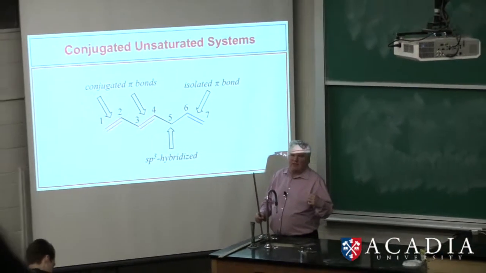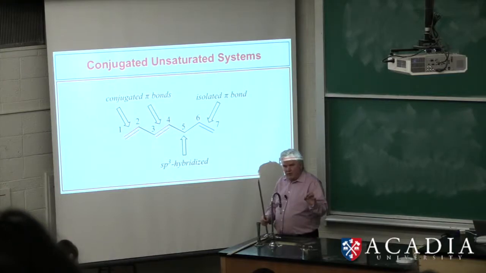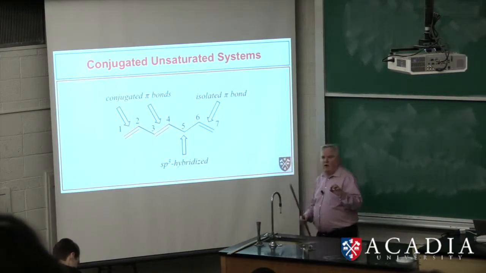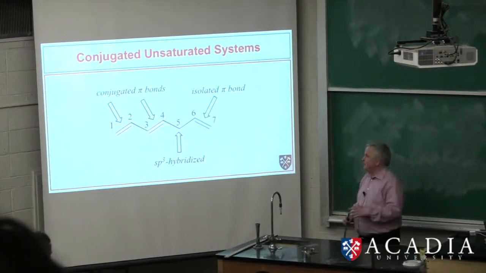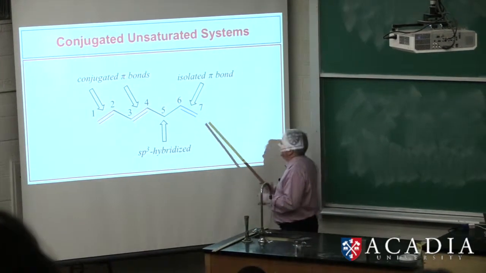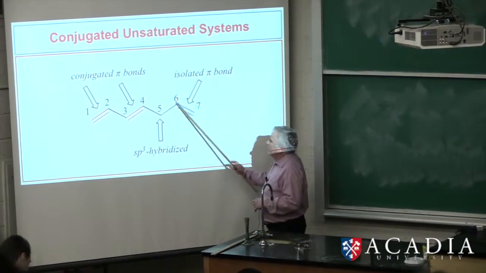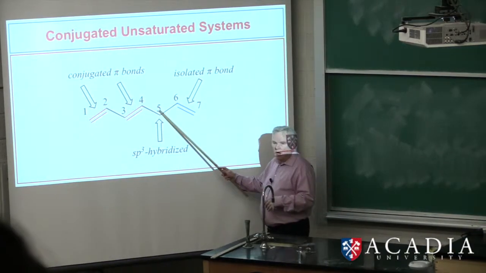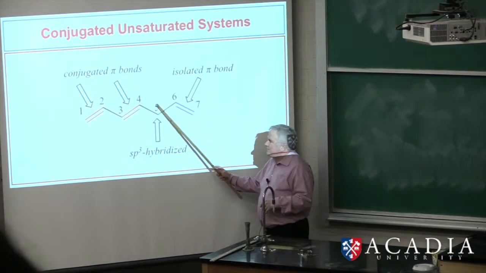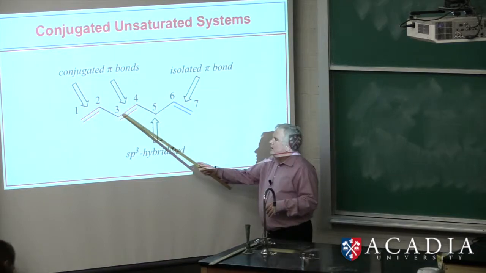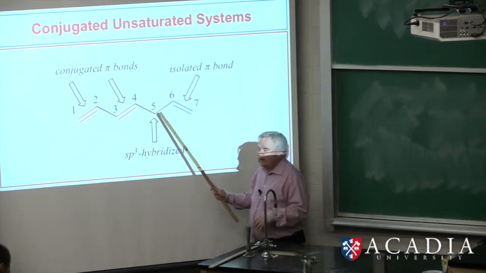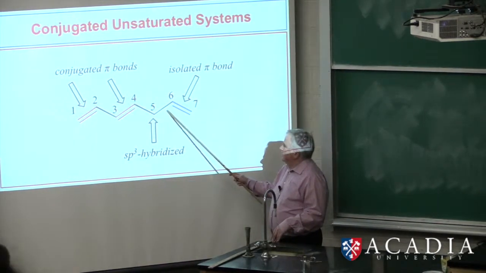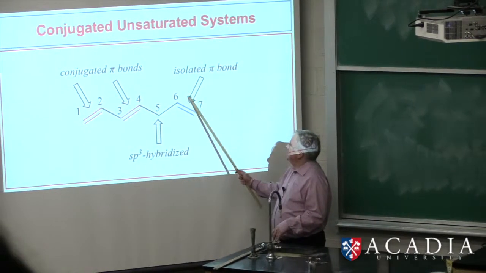We'll see a little later the definition is actually a little bit more precise than that. It actually involves what we call the pi system. On this same molecule, we see another double bond over here. Notice that there's an sp3 hybridized carbon in between these sp2 systems. So this we talk about as being an isolated pi bond.